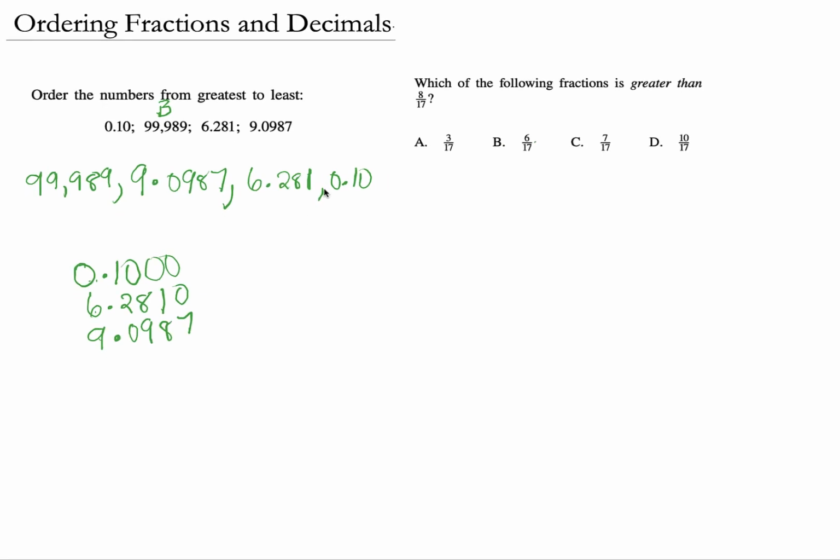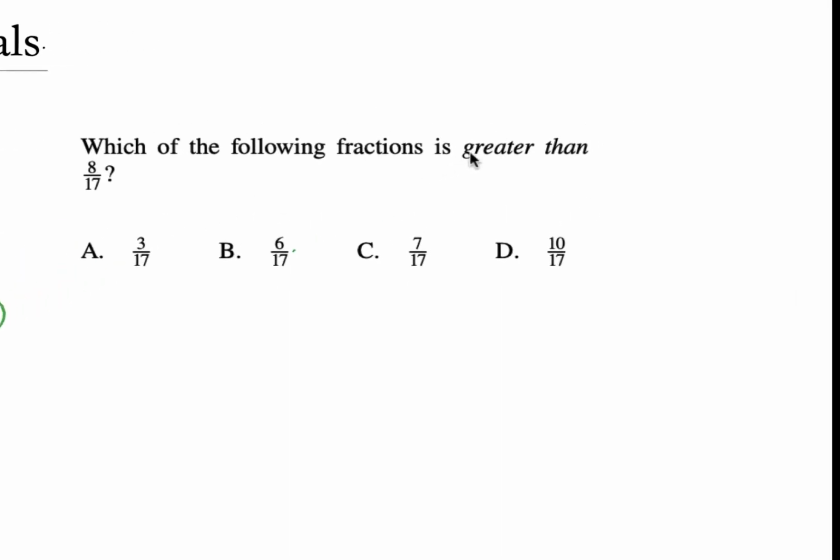And you're finished. Now suppose you're given fractions. So it says here, which of the following fractions is greater than 8 over 17? Now when I look at my answer choices, I see I have 3 over 17, 6 over 17, 7 over 17, and 10 over 17. So I notice right away that all of them have the same denominator. This is a win. Whenever you have to compare fractions and the denominators are the same, all you have to do is compare the numerators.